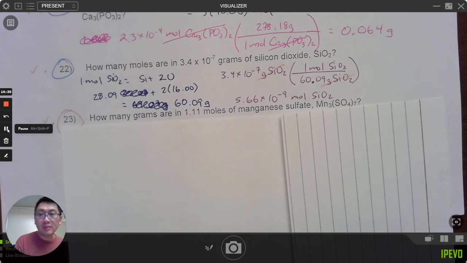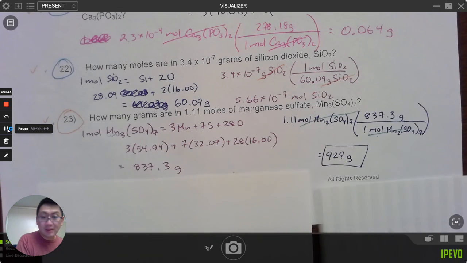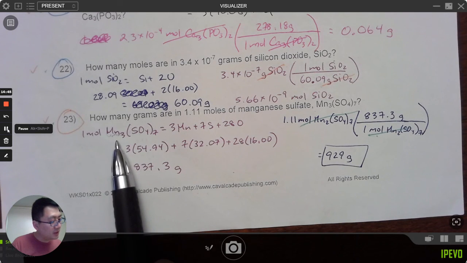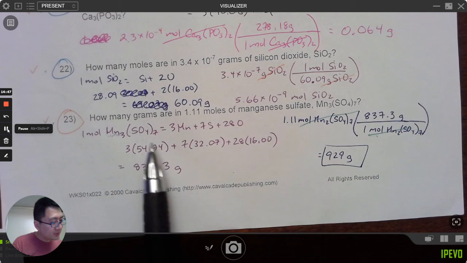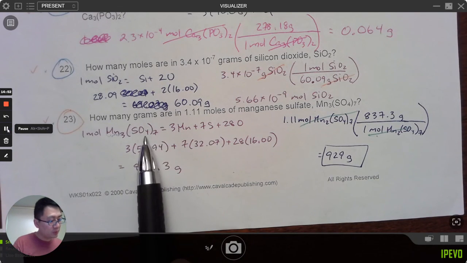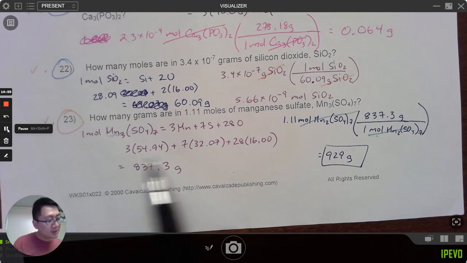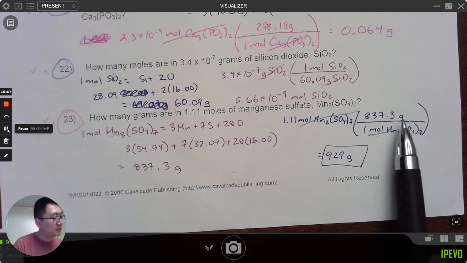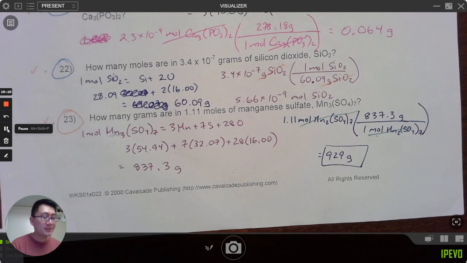Okay, what answer did you get for number 23? I got 929, because first I find the molar mass of manganese sulfate. That's 3 manganese, 7 sulfurs, and 28 oxygens. 7 times 4 or 28 oxygens. Add that up, and I got 837 grams. Well, 1 mole weighs 837 grams. 1.11 moles, which is what the question is, will weigh 1.11 times 837, or 929 grams.